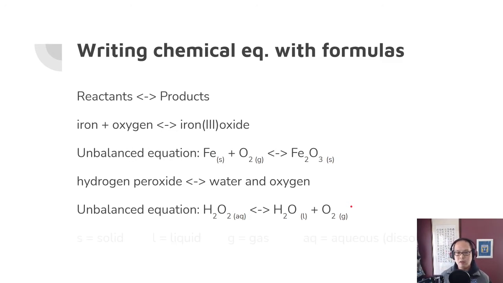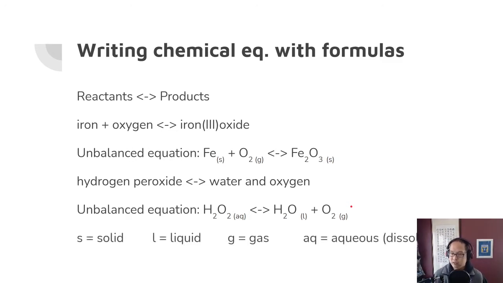Okay. S equals solid, you know what a solid is. L equals liquid, you know what a liquid is. G equals gas, you know what a gas is. AQ equals aqueous, which you basically know is anything that's dissolved in water. If you think about hydrogen peroxide, it's not 100% pure hydrogen peroxide like if you buy it at CVS or whatever. It's some hydrogen peroxide mixed with water, so that's why that's AQ, aqueous.